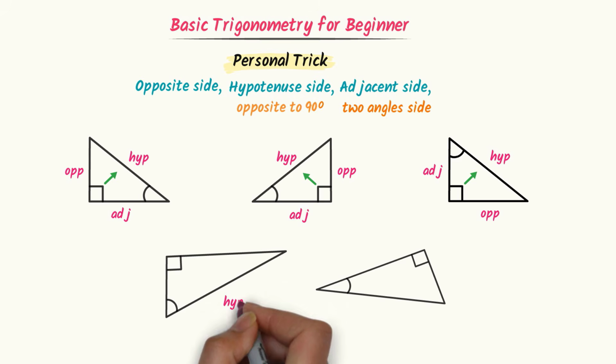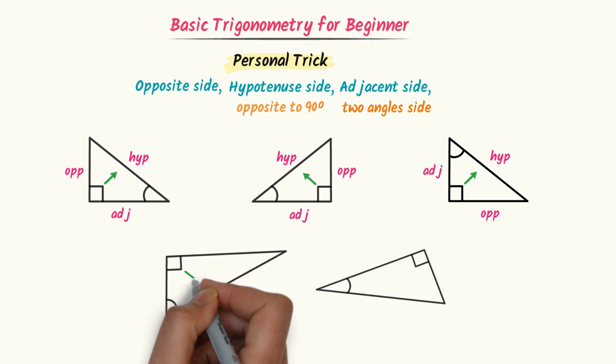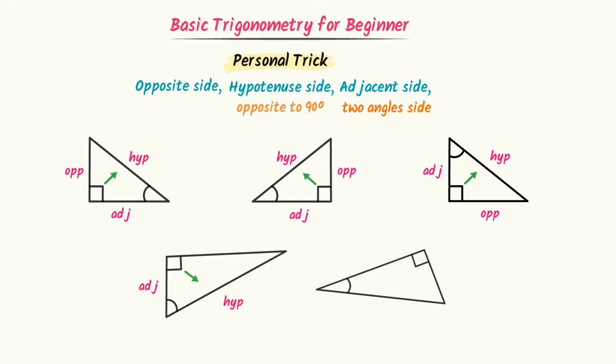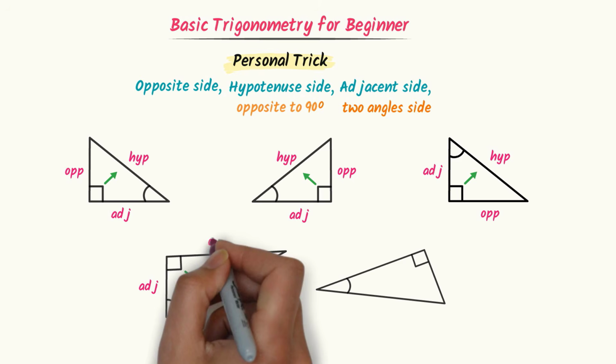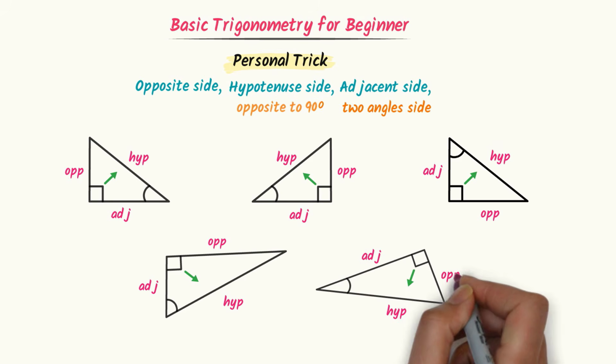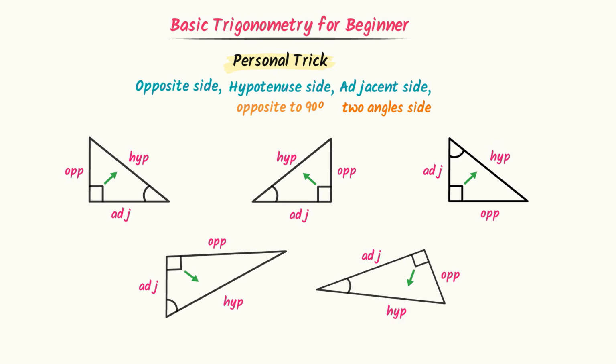Well, this is the hypotenuse side, opposite to 90 degrees. This is the adjacent side because of two angles, and this is the opposite side. This is the hypotenuse side, this is the adjacent side, and this is the opposite side. Thus remember that the hypotenuse side is the side opposite to 90 degrees, while the adjacent side is the two-angle side.